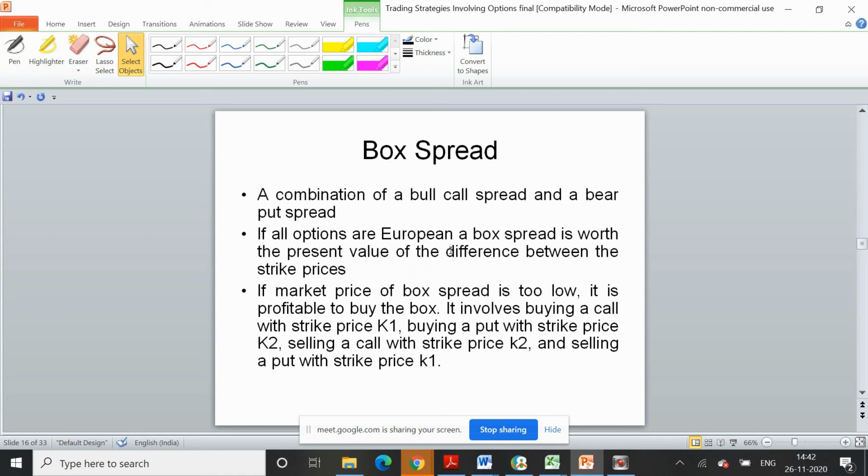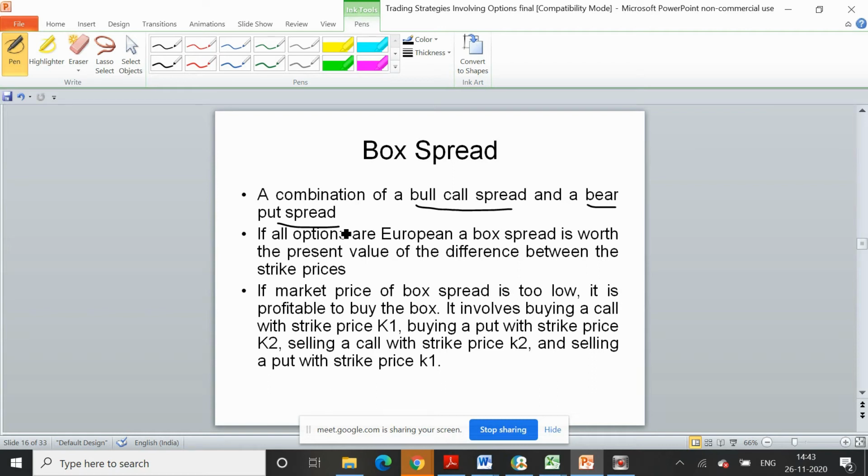Third type of spread strategies are box spread. Now, box spread strategy is a combination of bull call spread and bear put spread. So if all options are European, what is the value of a box spread? Its worth is the present value of difference between the strike prices. How do you create this strategy, box strategy? If market price of box spread is too low, it will be profitable to buy the box.